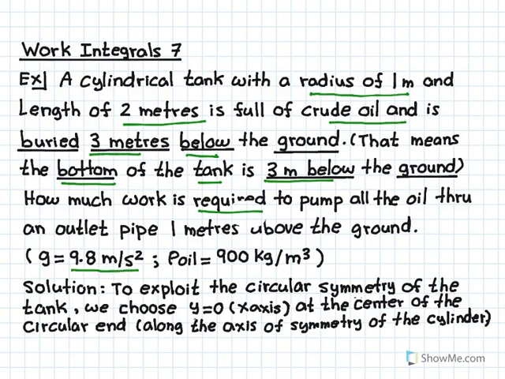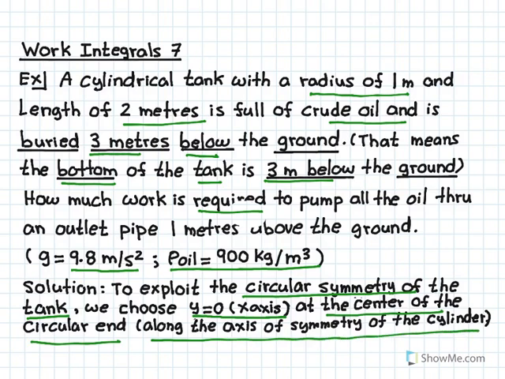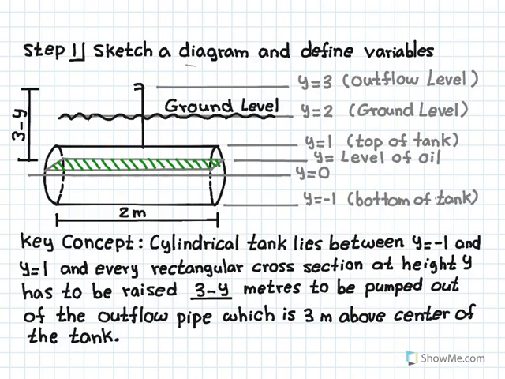Gravity is 9.8 meters per second squared. The density of oil is 900 kilograms per meter cubed. We're going to exploit the circular symmetry of the tank so that we can make our computations easier, namely the integration. We want to make the integration easier to do. We're going to choose y equals 0, which is the x-axis, at the center of the circular end along the axis of symmetry of the cylinder. And the cylindrical tank is lying horizontally under the ground.